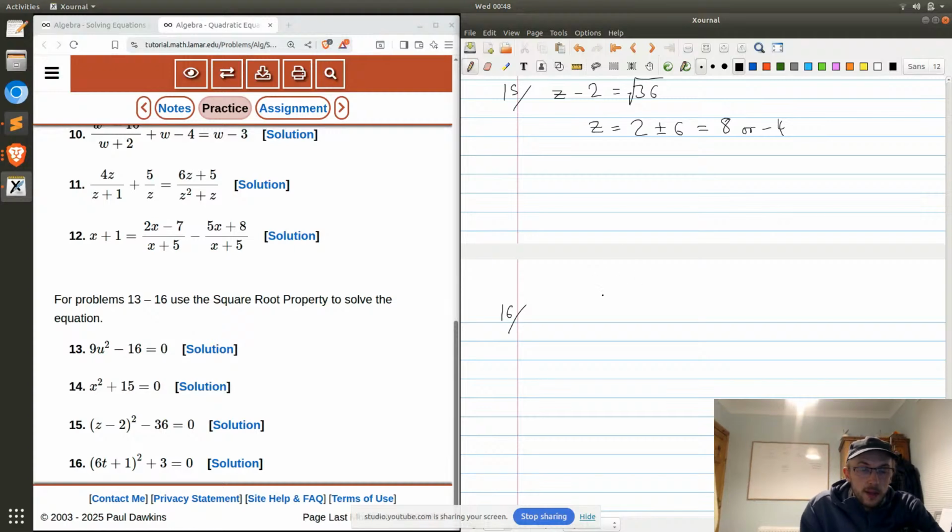We move the -3 to the right-hand side. We get 6u plus 1 squared equals -3. We square root both sides, so 6u plus 1 is plus or minus root 3 times i. And then do what needs to be done. So we have -1/6 plus or minus root 3 over 6 i.